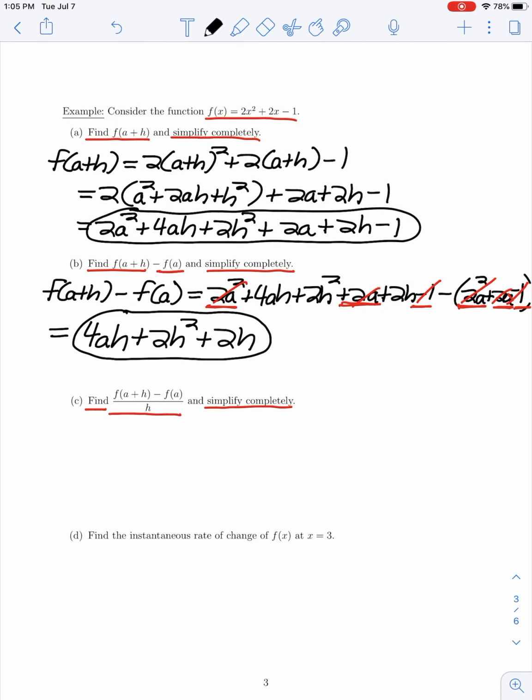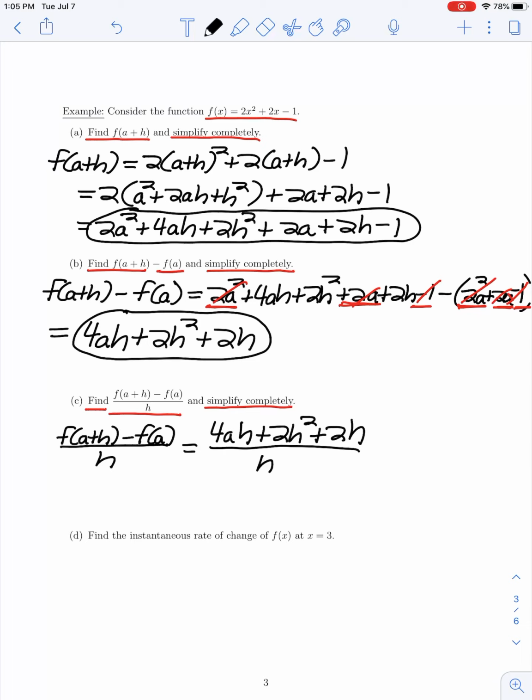So here, the value that we're interested in, f of a plus h minus f of a all over h is given by, well, our numerator is what we just found in part B. It was 4ah plus 2h squared plus 2h, and then the whole thing is being divided by h. So dividing each term of our numerator by h, we have 4a plus 2h plus 2.